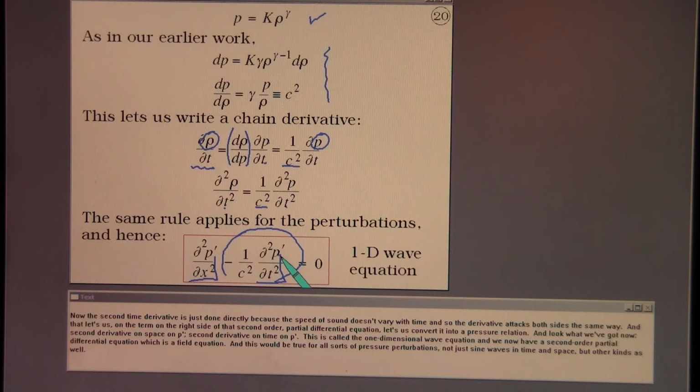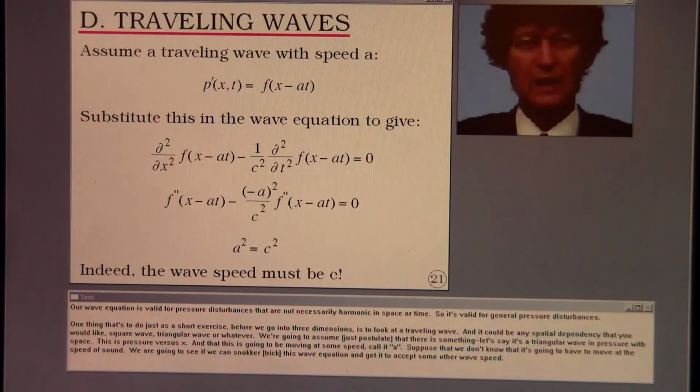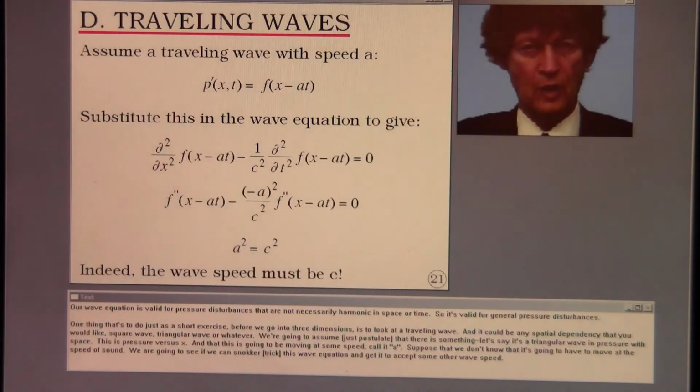This is called the one-dimensional wave equation. We now have a second order partial differential equation, which is a field equation. And this would be true for all sorts of pressure perturbations, not just sine waves in space and time, but other kinds as well. Our wave equation is valid for pressure disturbances that are not necessarily harmonic in space or time, so it's valid for general pressure disturbances.